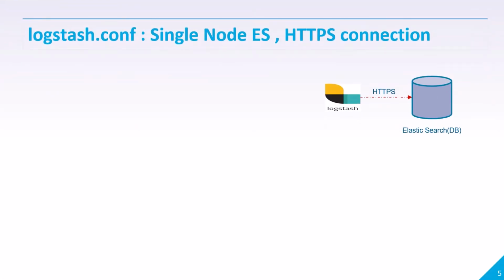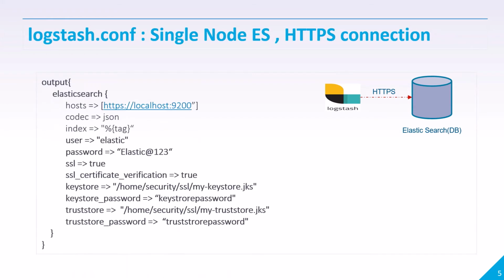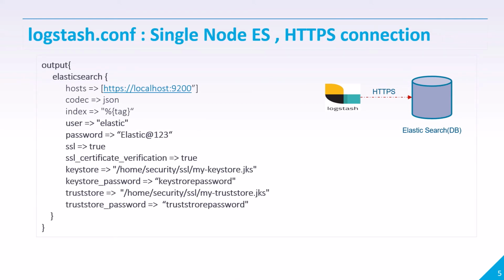So here is the configuration of Elasticsearch single node with the HTTPS connection. Here is the configuration. You see the host, you're putting the address. It's like the HTTPS, and apart from that, you need username and password. That username and password, when you are enabling X-Pack security, at that time you are providing that username and password.